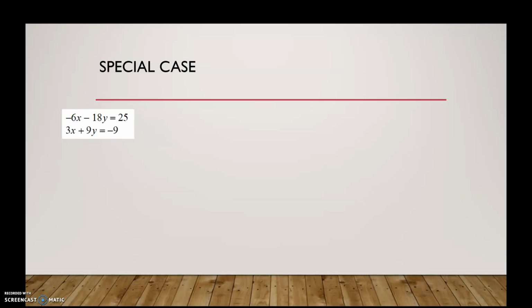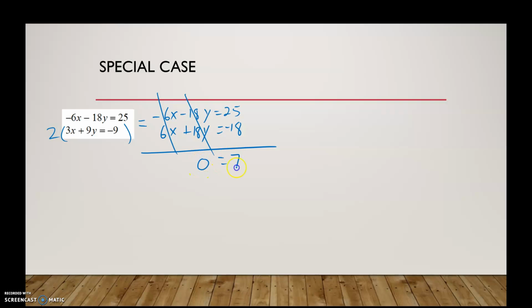All right, this next one. So when I look at this, I notice that I can multiply my bottom one by 2, and my x's are going to cancel. So my top one stays the same. In my bottom one, I get my positive 6x. There we go. Oh, and I get a positive 18y. Oh, that's kind of cool. So when I add these, both x's and y's cancel. So I'm left with just the number 0 over there.